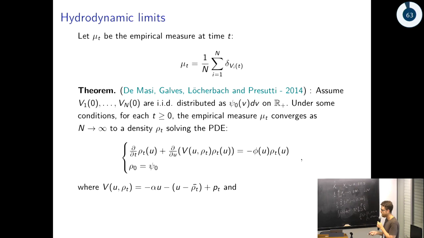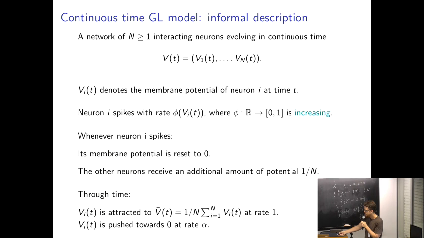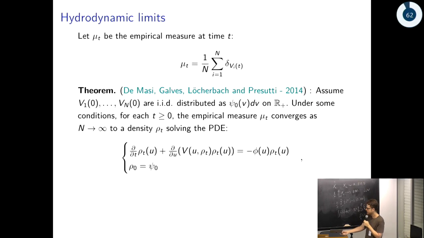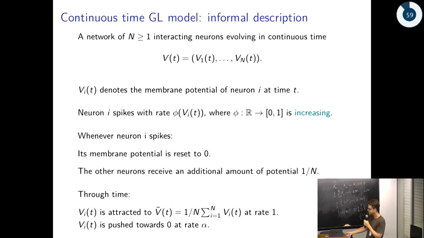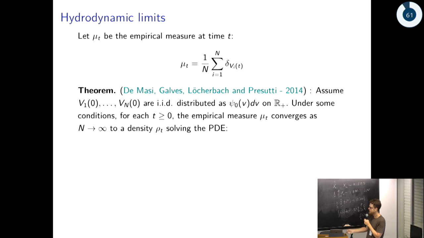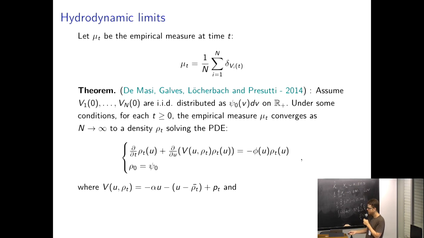Okay. And who is this V(u, rho t)? So this depends only on the energy and the density at time t. So I have this minus alpha u because, well, I actually said it. Remember, Vi is pushed towards zero at rate alpha. So this is translated here to have this minus alpha u. And also, I have said that this Vi is attracted to the average value of the system. So how do I translate this in the limit? If my membrane potential is above the average value, then I lose some mass. I distribute mass to the others. If it's below, then the sign is positive. I'm somehow receiving mass from the others in order to be closer to the average value.